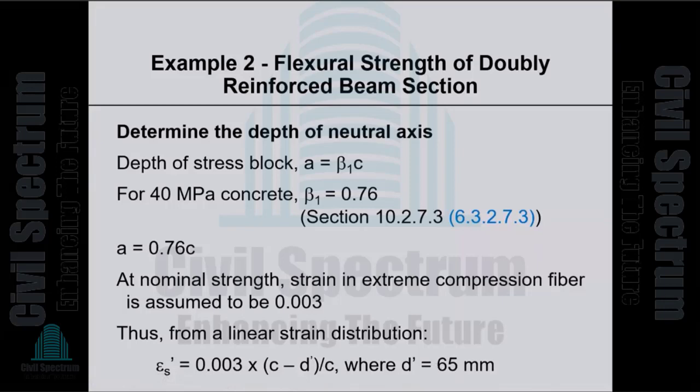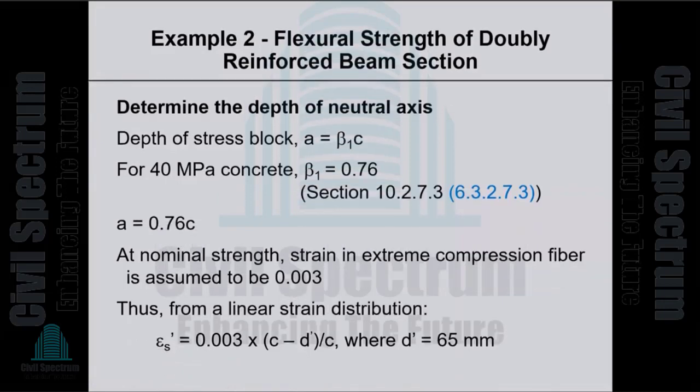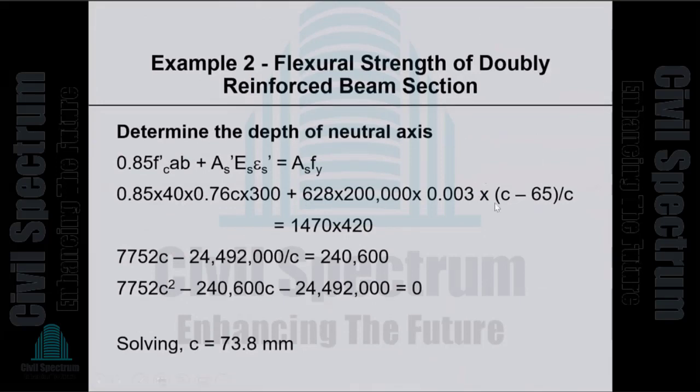We miscalculated slightly, 65 millimeters, but that's the number that we have carried through the exam. Now the force equilibrium equation: compression force in the concrete, plus compression force in the compression reinforcement, equal to tensile force in the tension reinforcement. We put all the numbers in. You notice that we write A equal to 76% of C, so that everything is in terms of C. That gives us a quadratic equation involving the neutral axis depth.